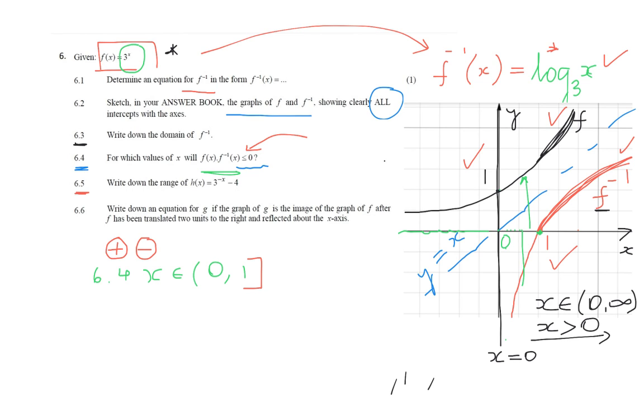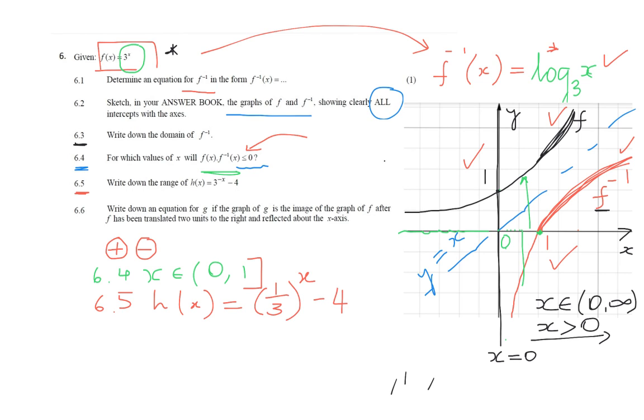6.5 brings in the transformations, something that is also very important. You were very good with it last year, so I hope that you did not forget. The question is to find out the range of a function h of x, where h of x is now defined as 3 to the power of minus x. Now remember, I don't like powers minus x, so I prefer (1/3) to the x minus 4.